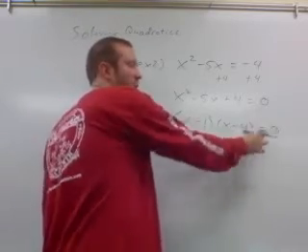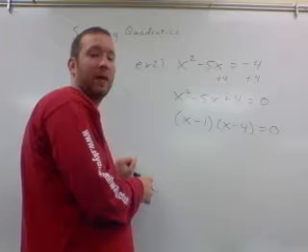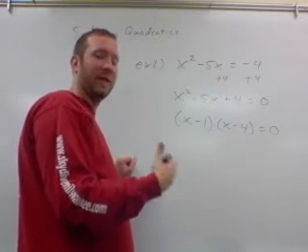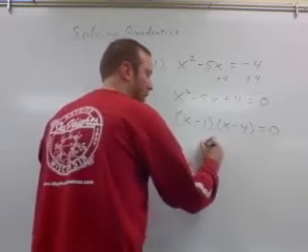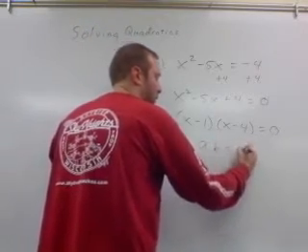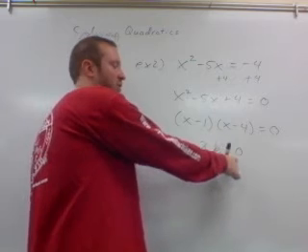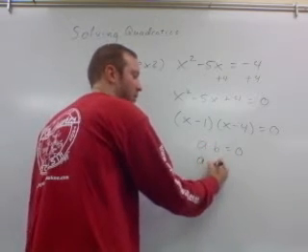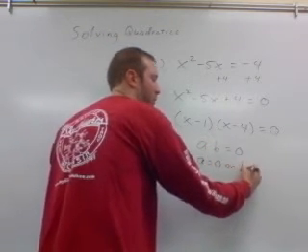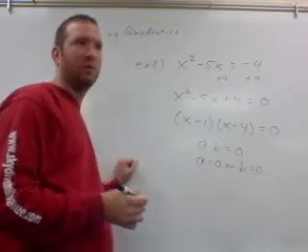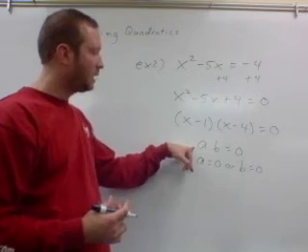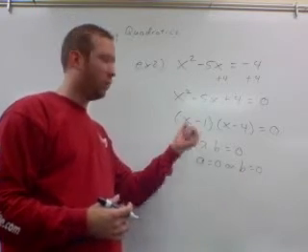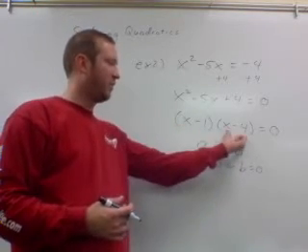Once I have this, what I have going on here is two numbers, or two factors, whose product is 0. Okay? If two numbers multiplied together equals 0, one of the two numbers has to be 0. It's a little property where a times b equals 0: either a is 0 or b is 0. It's the only way to multiply two numbers together and get 0. One of them has to be 0.